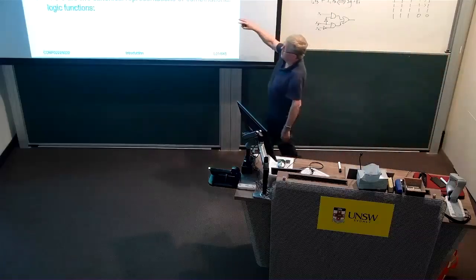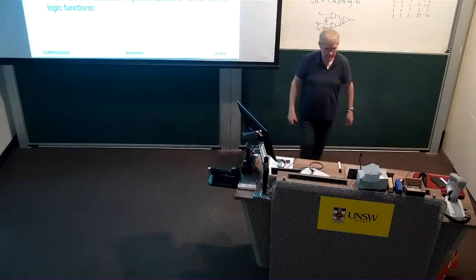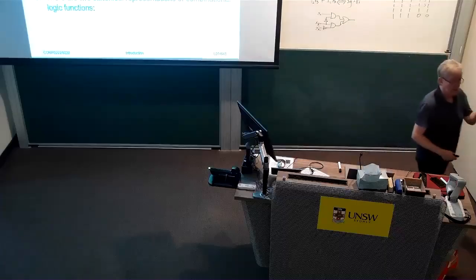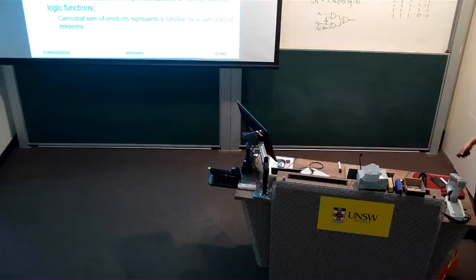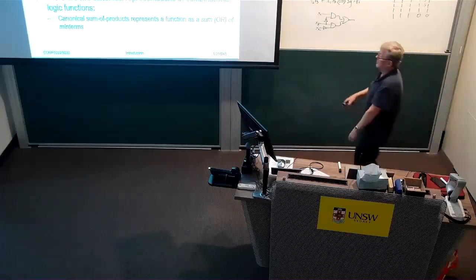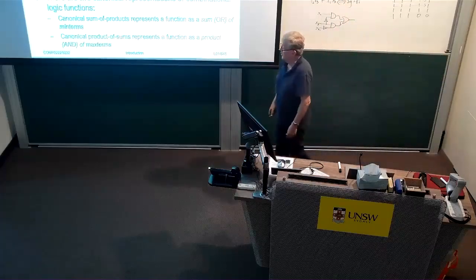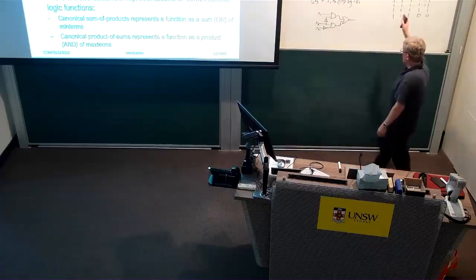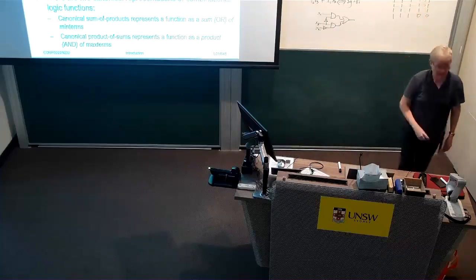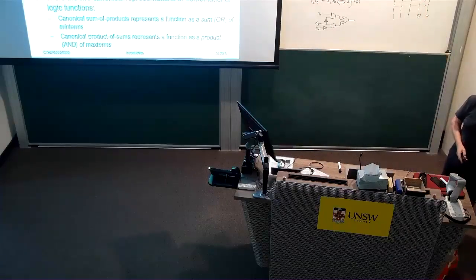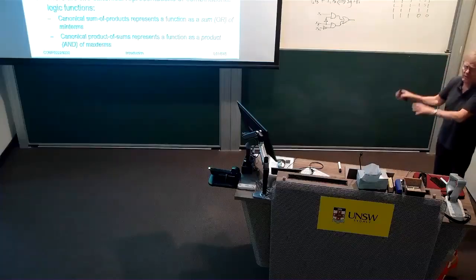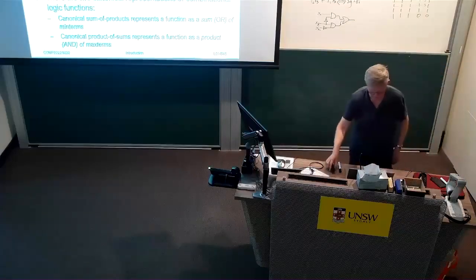There are two canonical representations of combinational logic functions, the canonical sum of products and the canonical product of sums. Canonical sum of products represents a function as a sum of min terms, and the canonical product of sums represents a function as a product of max terms. Okay? So that's all we really know so far.